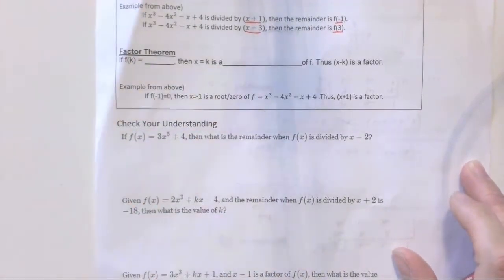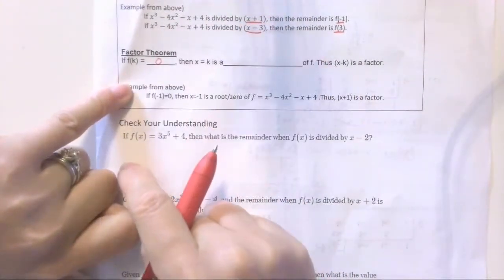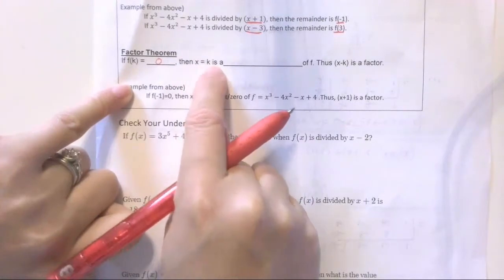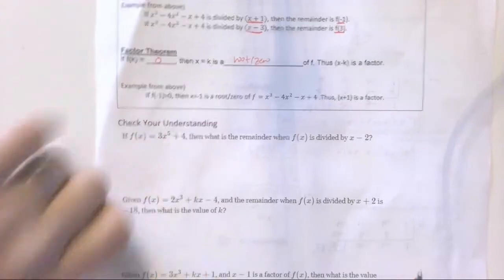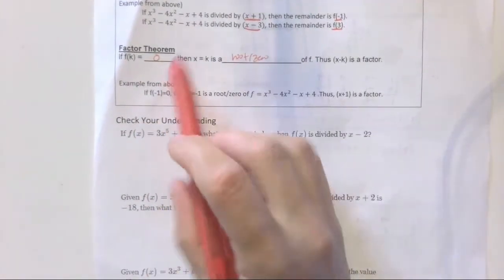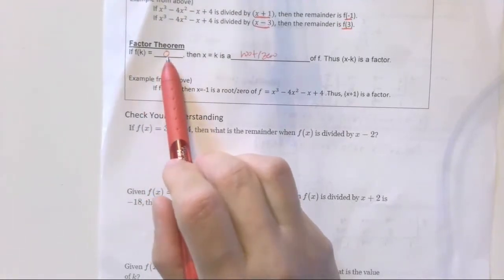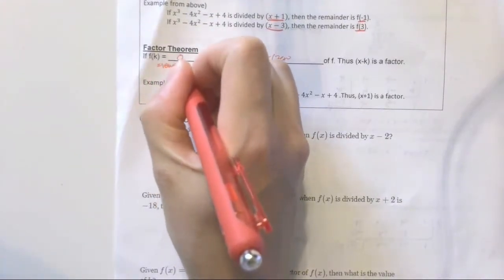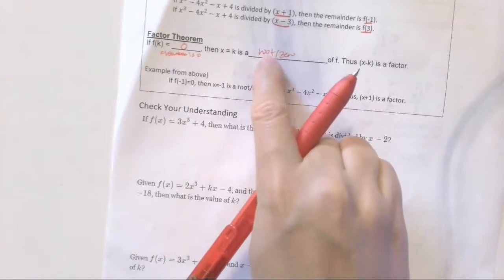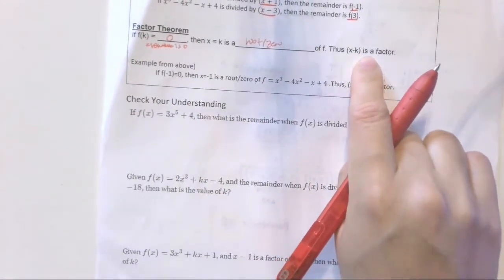What does the factor theorem say? If f of k is equal to 0, then x equal to k is a root, a 0 of the function. I mean, it kind of relates to the remainder theorem, right? Because when you plug it in and get the 0, that means the remainder is 0. So this means the remainder is 0, then it should be a root, a 0. Factor. Therefore, x minus k is a factor.